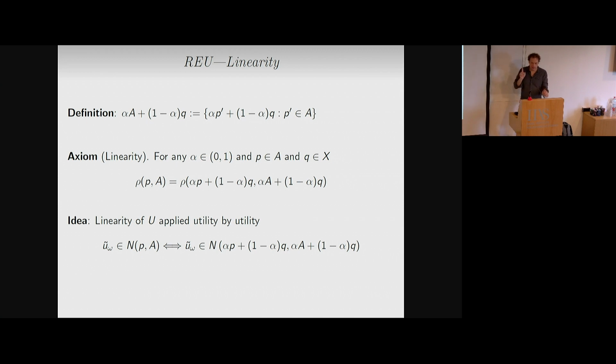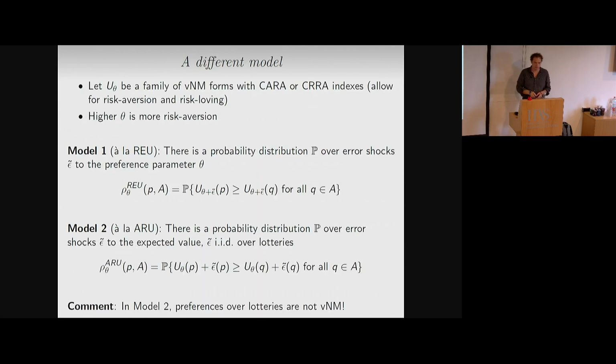Okay, so let's do this other thing, this additive random utility with expected utility. What I discussed is model 1. Let's make it slightly more specific and restrict to some functional form, let's say CARA or CRRA. Let's fix that, and let's say all capital U's have to belong to that class, and now we just have a one-dimensional family with parameter theta that measures risk aversion. Higher theta is more risk aversion.